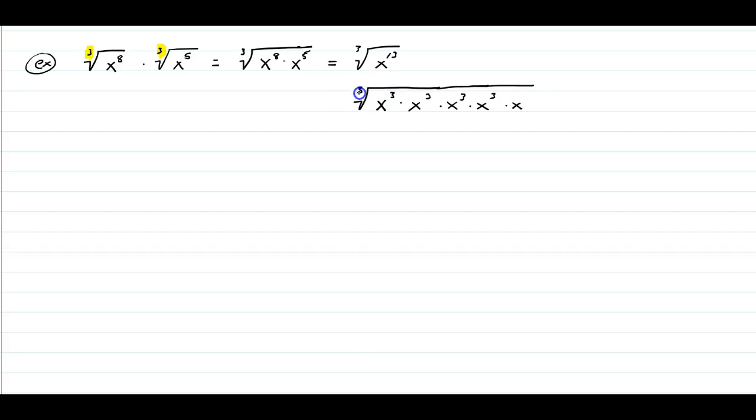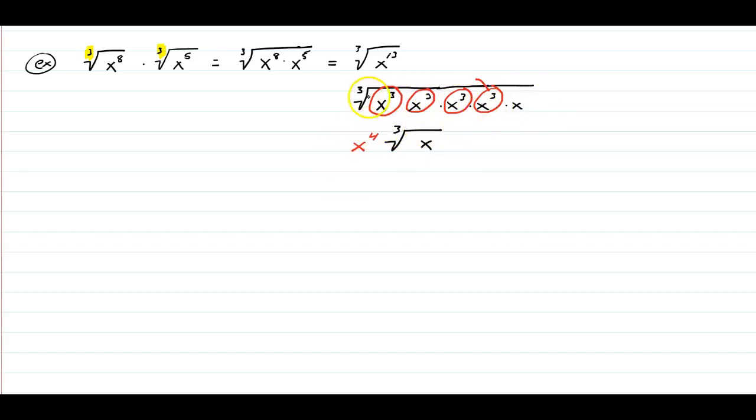And since this is a cube root, that would mean I could pull out 4 of these. And so this would be x 4 times, or x to the 4th. And then this x would have to stay on the inside of our cube root.